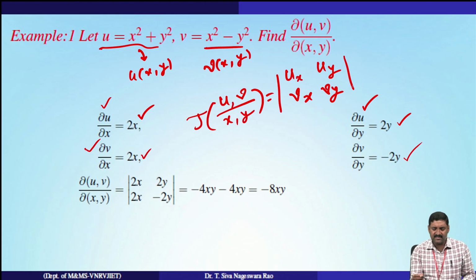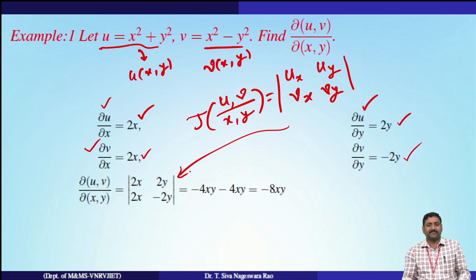Just substitute the respective values of the partial derivatives. Here we will get this matrix: the determinant of 2x, 2y, 2x, minus 2y. Find the determinant of this 2 by 2 matrix: the difference between the product of the diagonals and the product of the non-diagonals. You will get the final answer as minus 8xy.